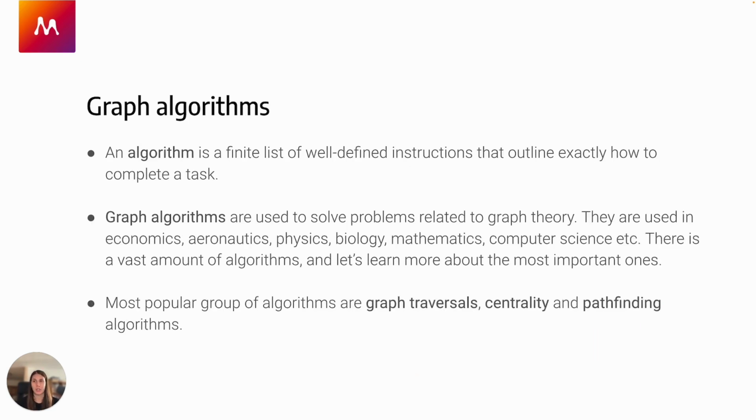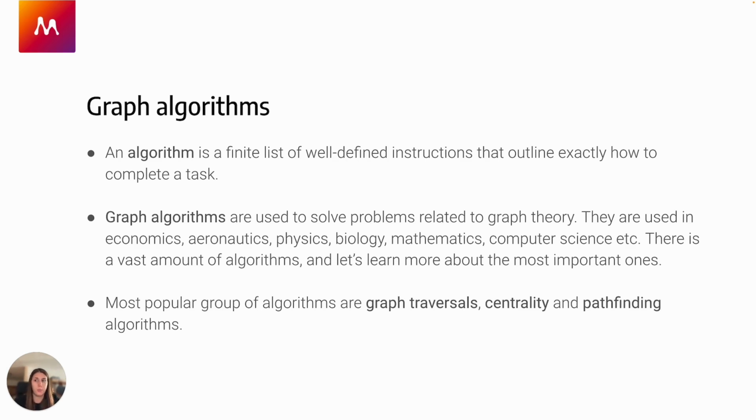So in general, what is an algorithm? It's a finite list of well-defined instructions that outline exactly how to complete some task. Graph algorithms are used to solve problems related to graph theory. They are used in different domains such as economics, aeronautics, physics, biology, and so on. And there is a vast amount of them. But we can learn something more about the most important ones.